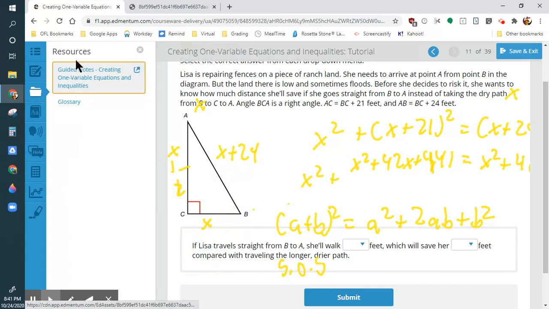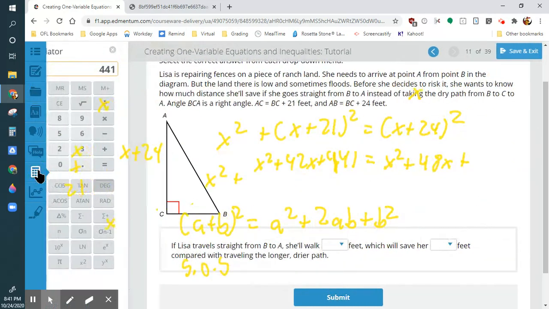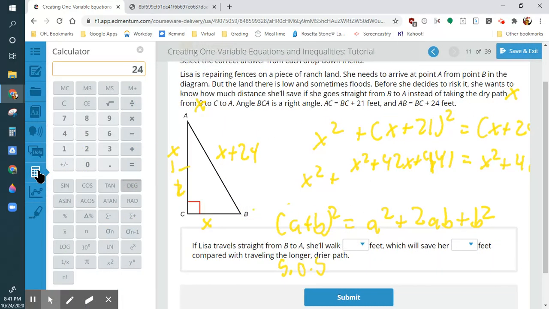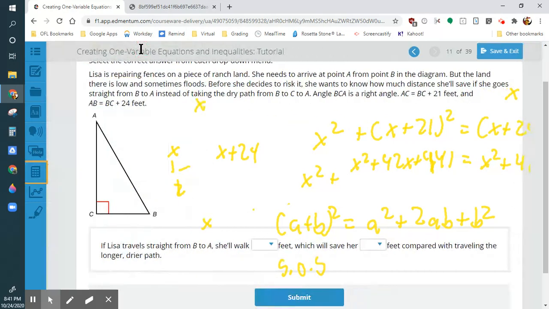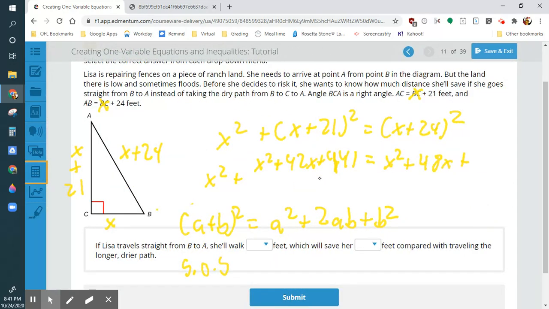So let's kind of, oh, that's not what I wanted to do. I wanted to do 24 times 24, and that's 476 or 576. Now, it looks like big numbers, but don't forget that we still have to bring everything over to one side. Let me erase all of this.